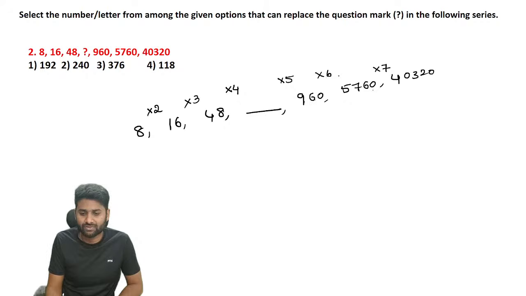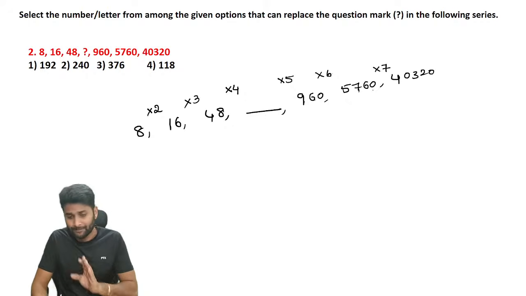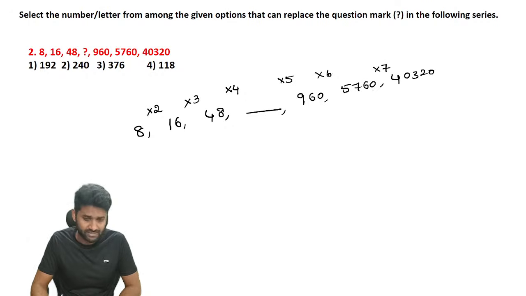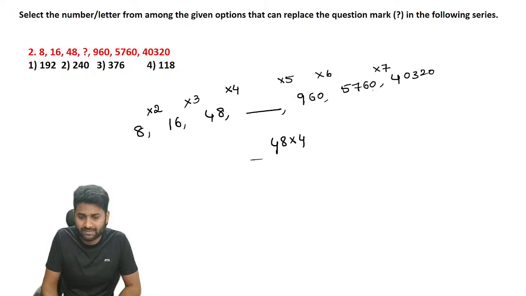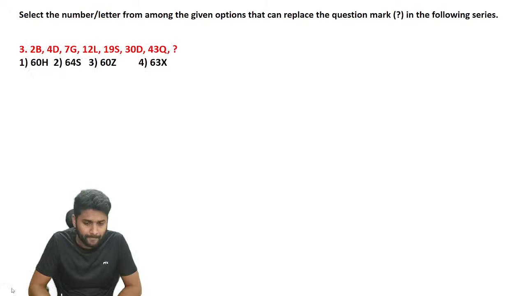Verify: 6 into 0 is 0, 6 into 6 is 36, 6 into 9 is 54, plus 3 is equal to 57. Yes, this is absolutely the right pattern. Then the missing number: 48 is multiplied by 4. 8 into 4 is 32, 4 into 4 is 16, plus 3 is equal to 19. Then the result is 192. I hope you understand. Let's move on to the next question.